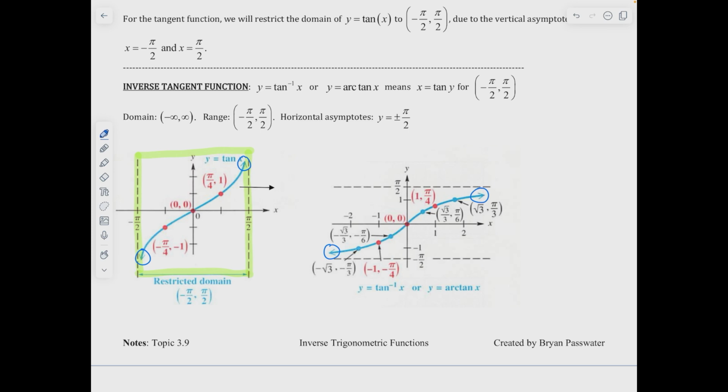Okay, so what you'll notice is the domain for the inverse trig is going to be all real numbers because the domain for regular tangent that we restrict is negative to positive pi over 2, and the range is going to be all real numbers. So that means that the range becomes the domain, and the domain becomes the range. Okay, there are two horizontal asymptotes, and they will be located at y equals plus and minus pi over 2.